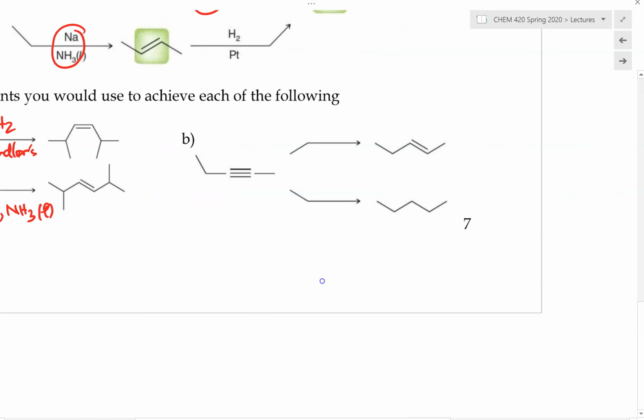And as for B, if we have an alkyne and we want to reduce this to, in this case right here, a trans alkene, then again we have to use the dissolved metal reduction method. And if we want to convert this all the way into the alkane, then we'll be using hydrogen along with a very strong metal, such as platinum, and this will reduce the alkyne all the way to the alkane.